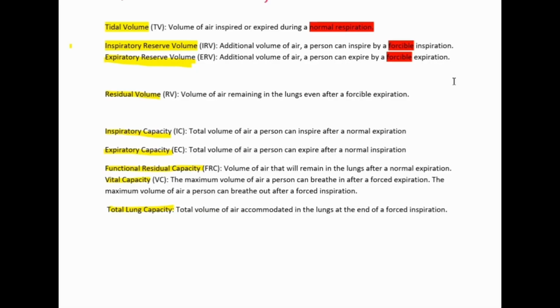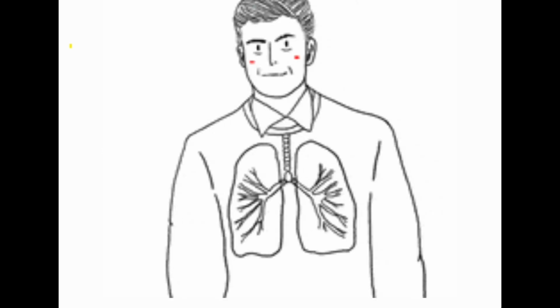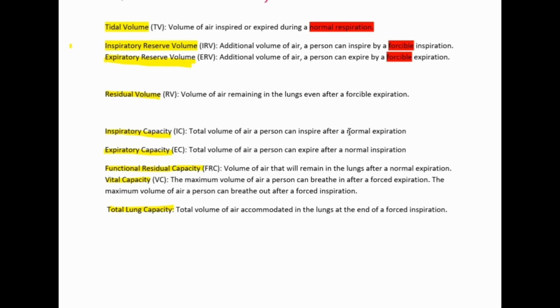Similarly, expiratory reserve volume. Once you understand inspiratory reserve volume, understanding expiratory reserve volume is very easy. Expiratory reserve volume is again the additional volume that we expire during a forceful expiration. This is the additional volume, remember, apart from the tidal volume that is expired during normal expiration, right? And the expiratory reserve volume is about 1100 ml.